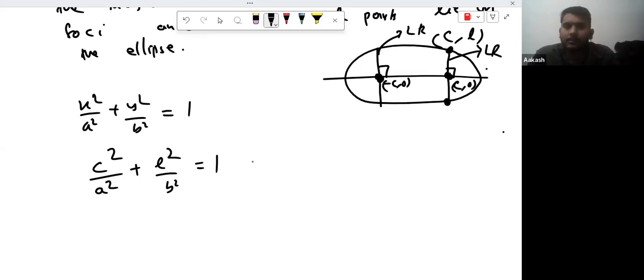Is this point clear? Okay, so all we have to do is find L square. So find what L is. You guys have to solve this. Tell me what value of L you get.